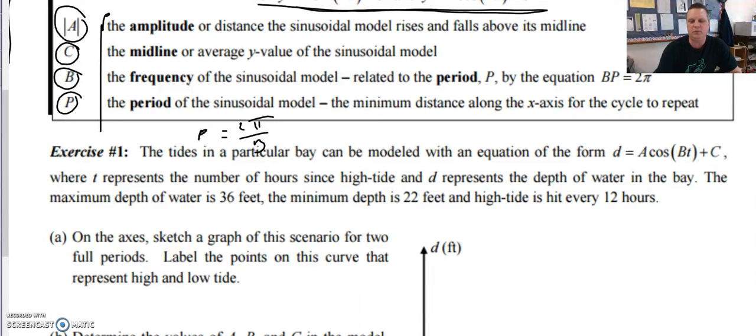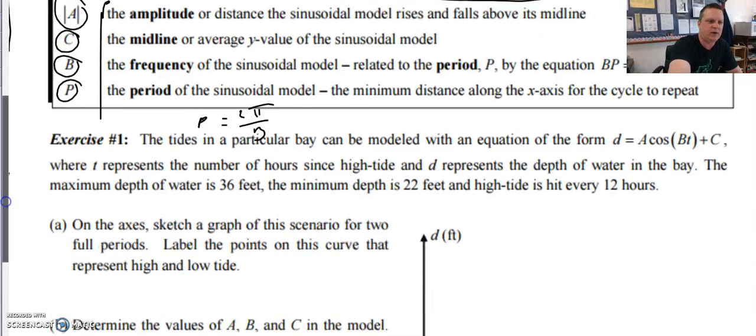If you use BP equals 2 pi, it's okay. You just have to plug in, and it won't be the exact way I do it in class, but you still will arrive at the same answer. So we're going to look at some application of these graphs.